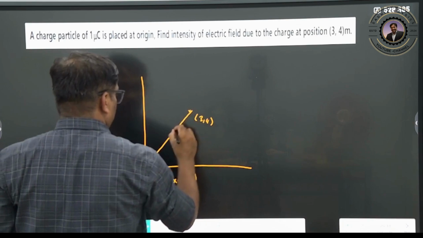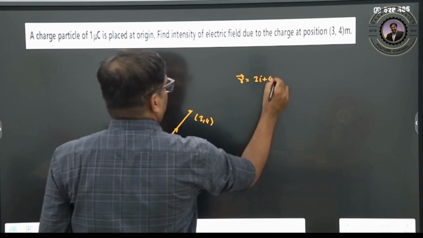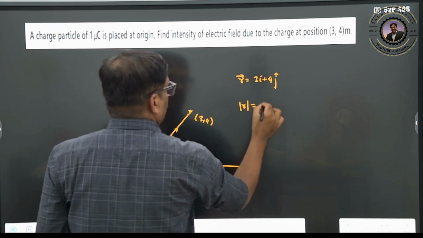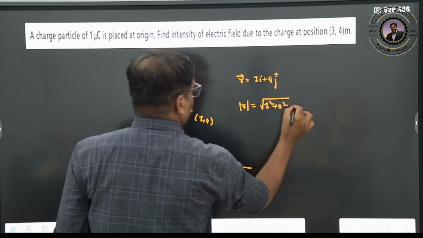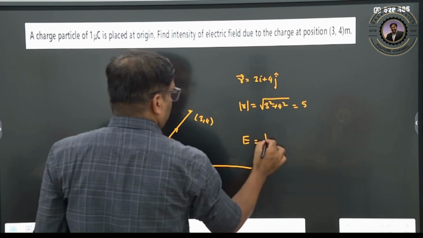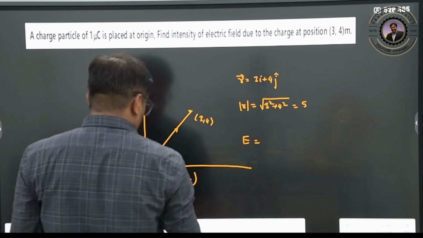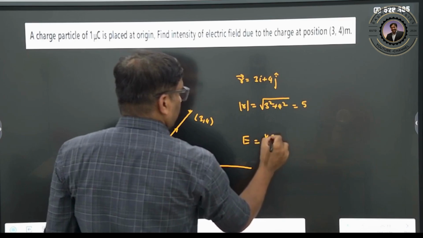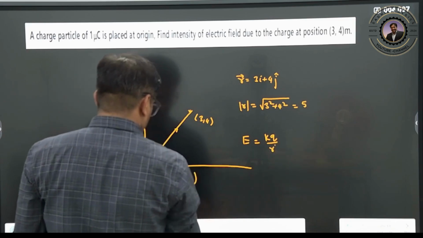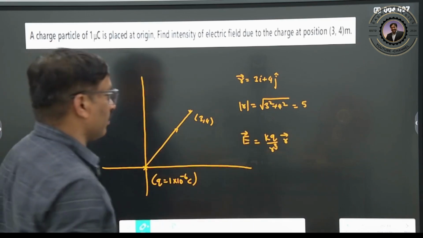What will be the position vector here? The r vector is equal to 3i plus 4j. Clear? What is the magnitude? The magnitude is root of 3 square plus 4 square, that is nothing but 5. What is the electric field? It is K Q by r cube times the r vector. Clear? In this way we can calculate it.